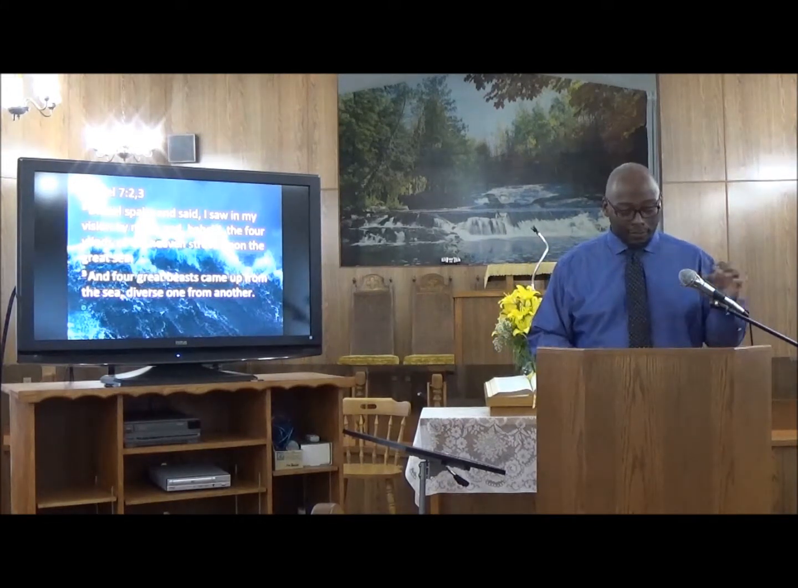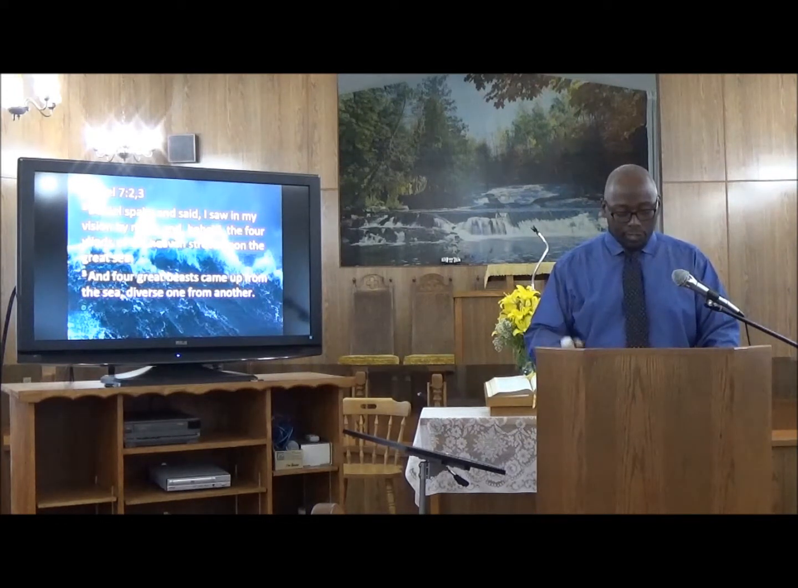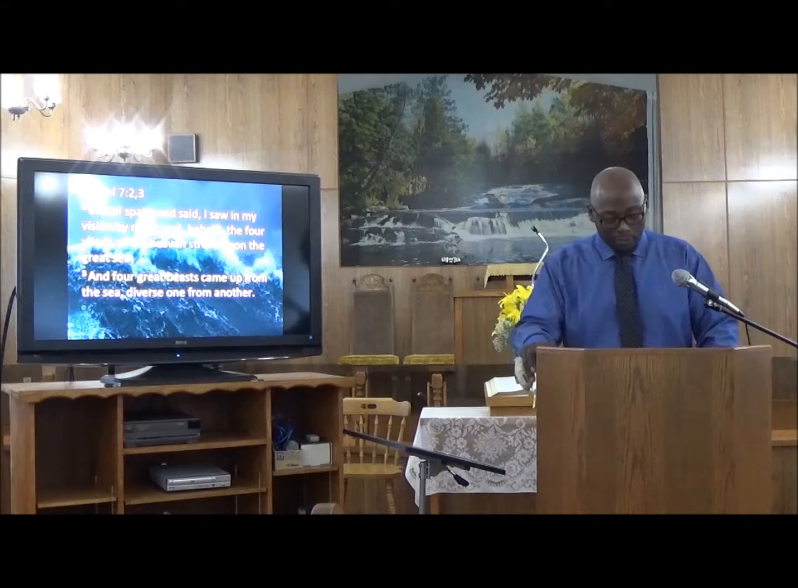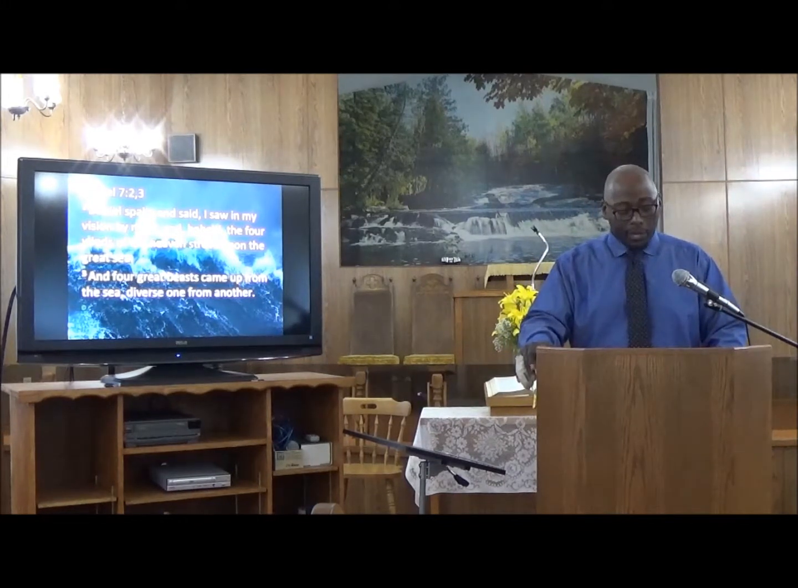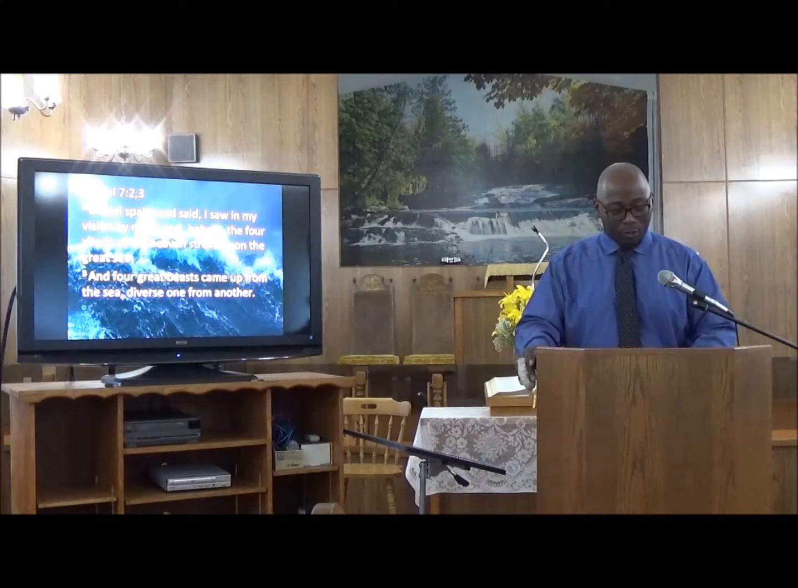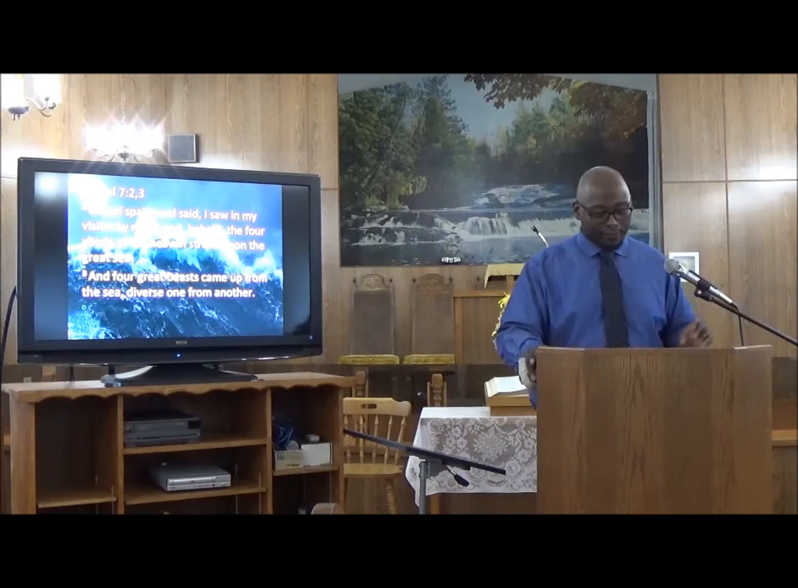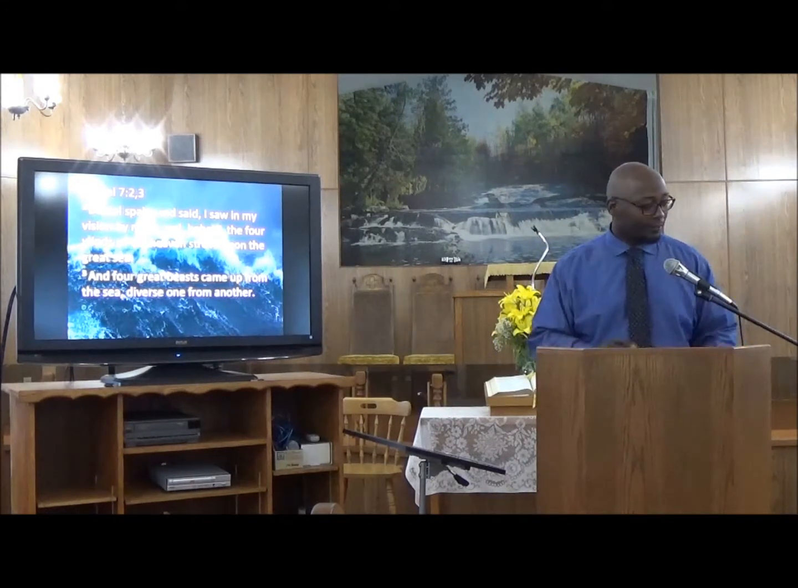Now in chapter 7, Daniel sees four beasts coming out of the great sea. The first was like a lion, the second was like a bear, the third was like a leopard, and the fourth was a nondescript beast with 10 horns, iron teeth, and nails of brass. Let's take a few minutes to go over these beasts.